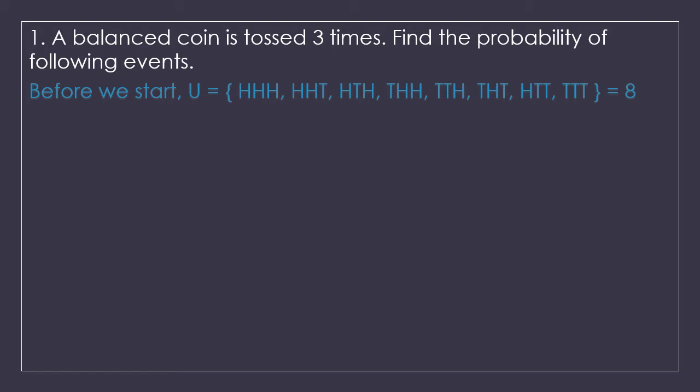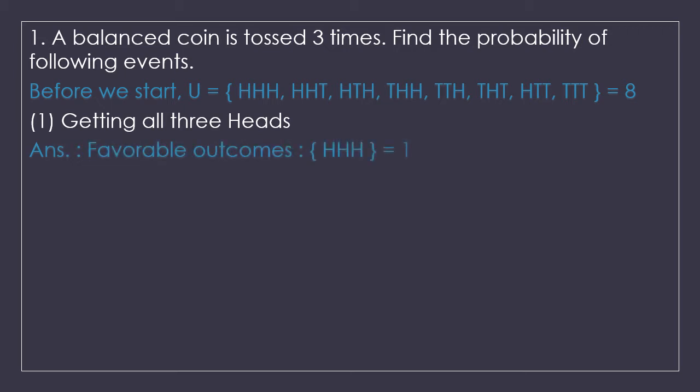So always start with the total outcomes and then move forward with the events or the questions given in the sum. So the outcomes are HHH, HHT, HTH, THH, TTH, THT, HTT and TTT. Okay, I have followed a particular pattern which I already explained in the previous tutorial. Now, the first question here, getting all 3 heads. As you can see in the sample space, all 3 heads only has one outcome. So the favorable outcome here will be H, H, H, that is 1.